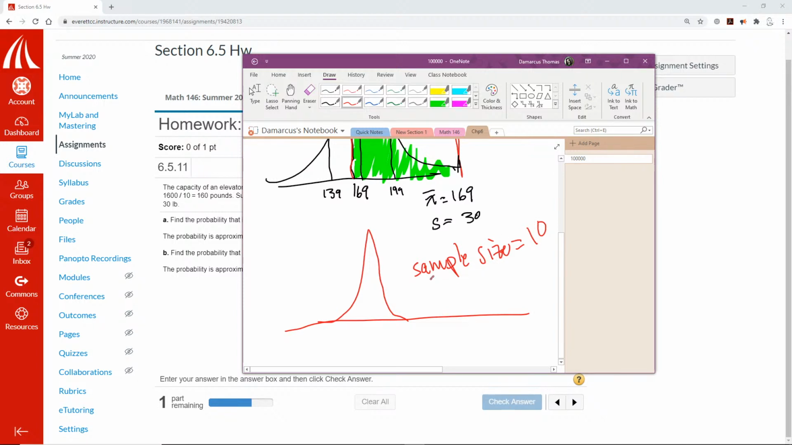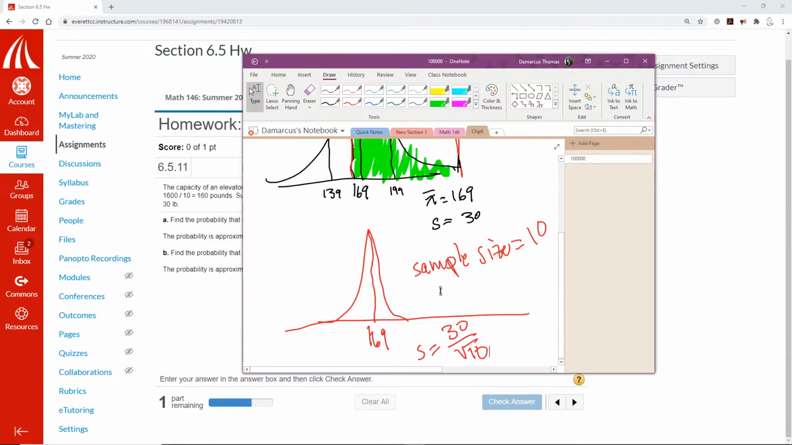So in other words, get a sample size of 10, calculate the mean, get another sample size of 10, calculate the mean, get another sample size of 10, calculate the mean. Guess what? The mean will still be the same as the population mean. Still 169. But the standard deviation will be different, smaller. The standard deviation will be 30 divided by the square root of the sample size.